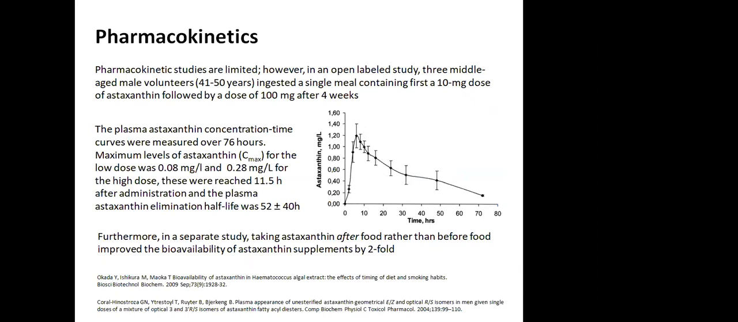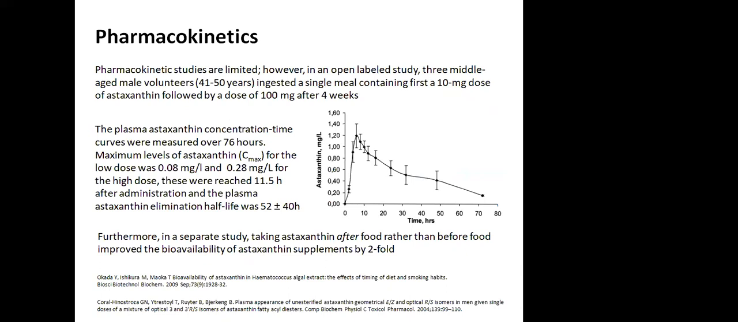But you can see there's a really nice, clear increase. Cmax for the low dose was 0.08 milligrams per litre, and for the higher dose it was 0.28 milligrams per litre, reached within 11.5 hours after taking, and the plasma half-life was about 52 hours. I have to say this was a little bit higher than the standard 4 milligram dose. The reason a lot of the pharmacokinetic studies use slightly higher doses is to increase the assay performance.